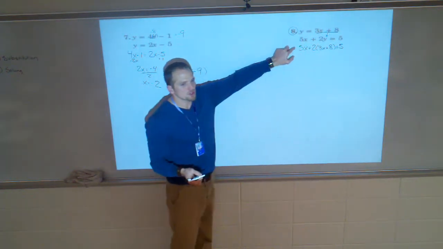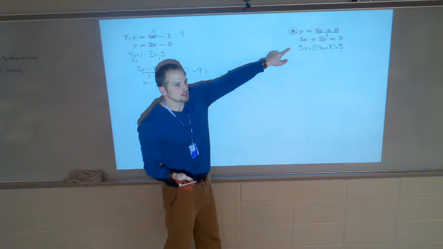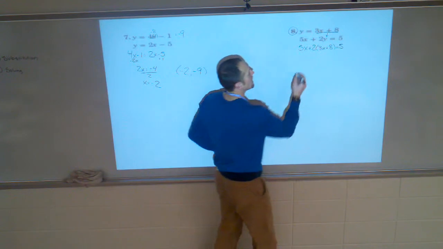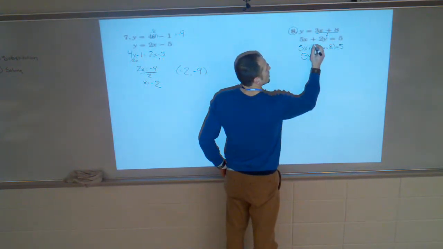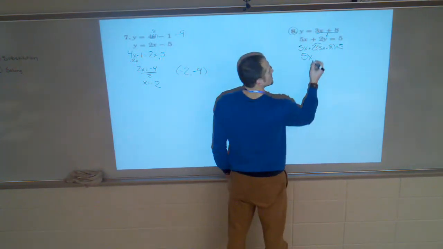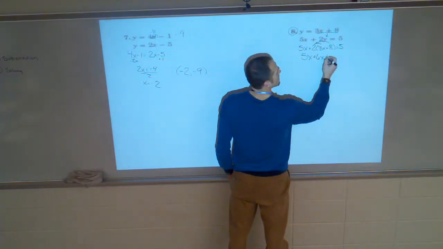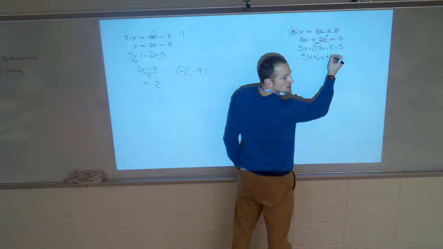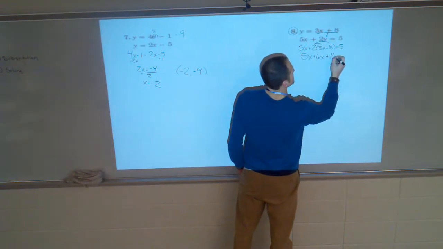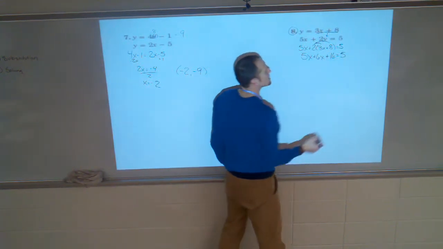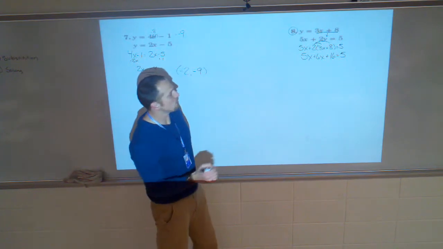Make sure that this was your second row. Next, distributive property. I've got 5x and... What is 2 times 3x? And 2 times 8? 16. Very good. So I've got 5x plus 6x plus 16 equals 5.